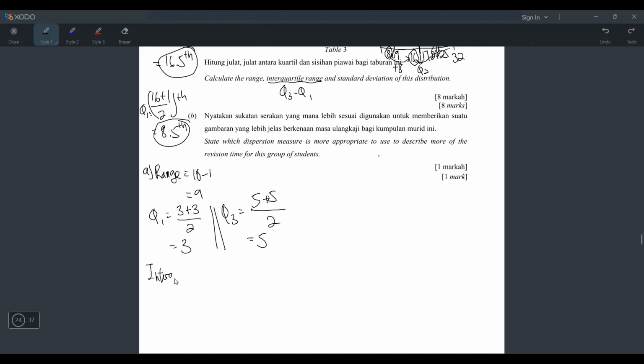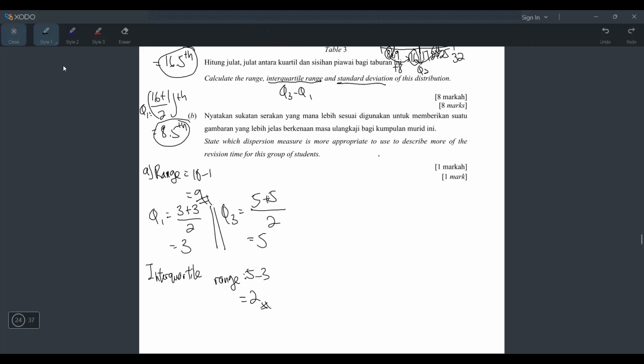Now we can finally find our IQR, which is the interquartile range. So my interquartile range is what? Interquartile range is Q3 minus Q1, 5 minus 3, I get 2. So this is my interquartile range answer. Now let's see what else they want.